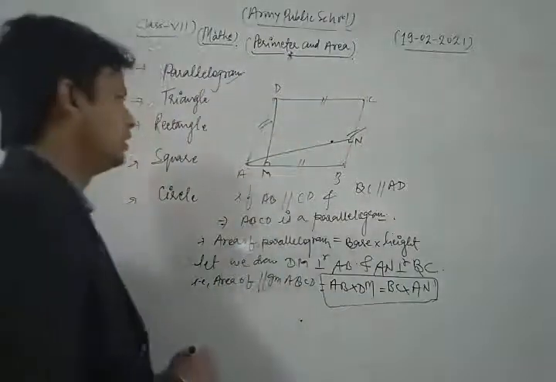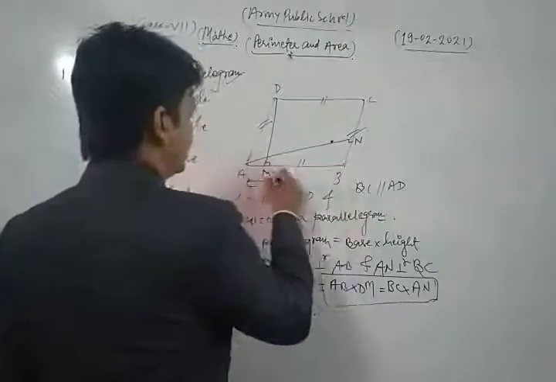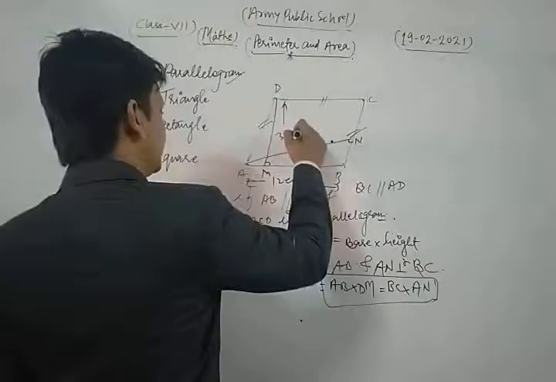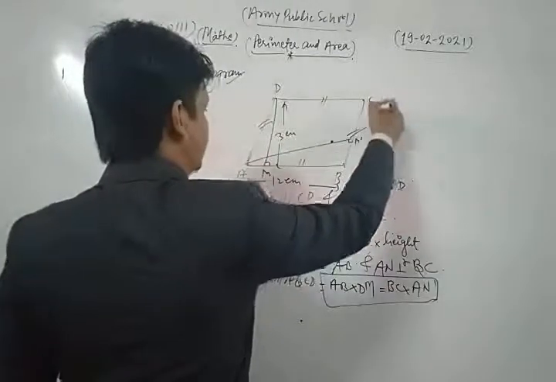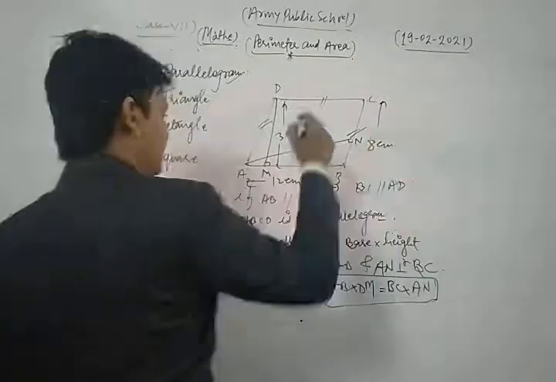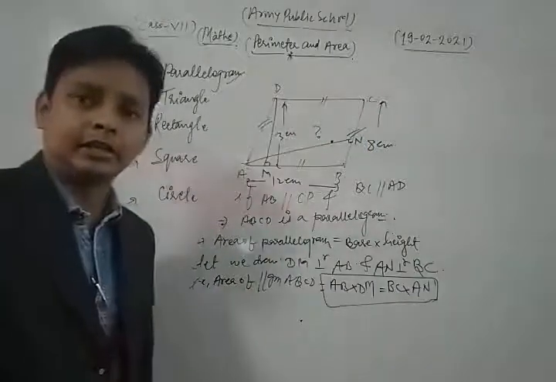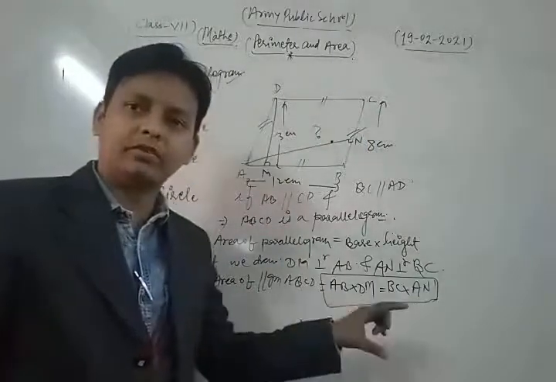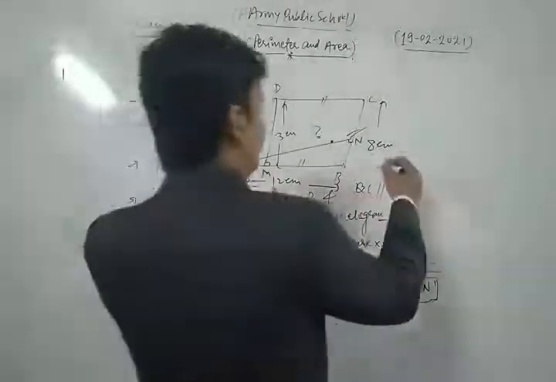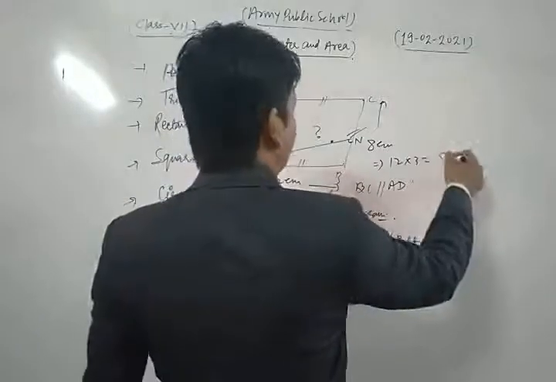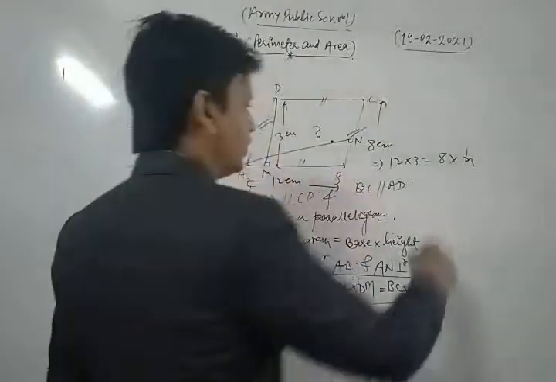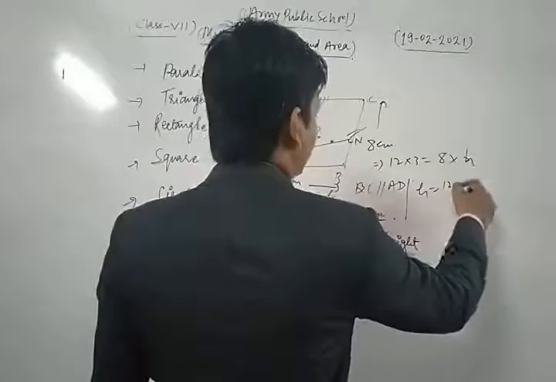Suppose in any question, the base is given as 12 centimeter and the corresponding altitude is given as 3 centimeter. Okay, and BC is given as 8 centimeter and we find the altitude AN. Then we apply that concept. Area of parallelogram is base into height. From there base is 12, so we write 12 into 3 is equal to 8 into h, where the height we take as h. Now we find the value of h, that is 12 into 3 upon 8.